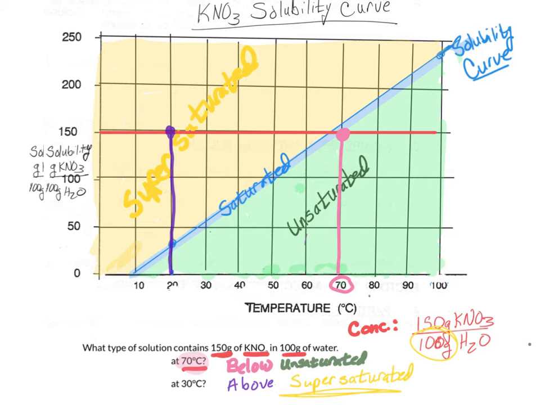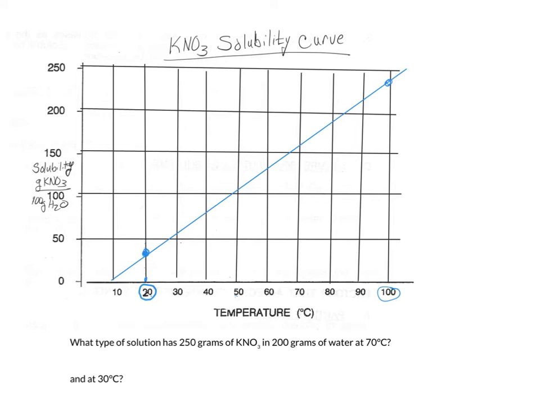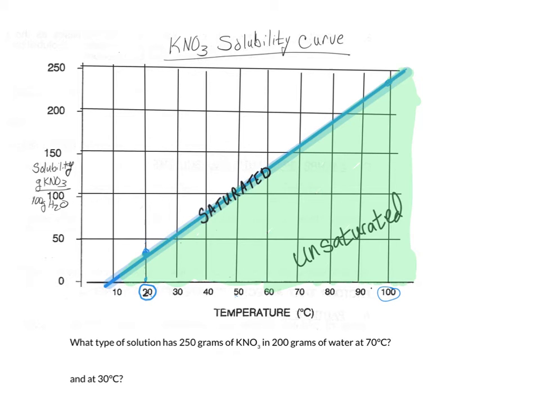Now let's look to see what happens if we don't have 100 grams of solvent. What if it's a different number? So in this case, we're going to have the same solubility curve with the blue line being our solubility, and it'll be our saturated solutions. Anything below the blue line will be our unsaturated solutions, and anything above that will be our supersaturated solutions. So exactly the same as we've done before.